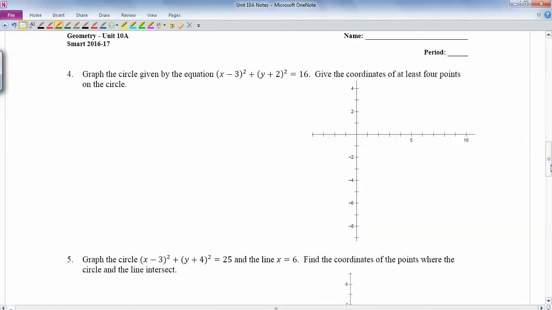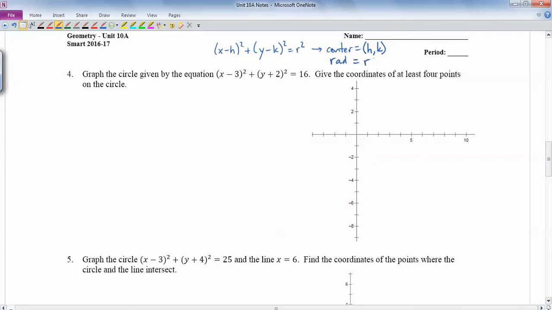So I gave you an equation in that form. So I'll rewrite the general form here. x minus h squared plus y minus k squared equals r squared. That gives you a circle that's centered at h, k, and whose radius equals r.